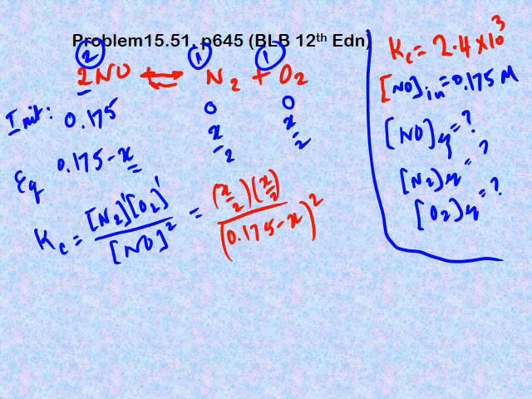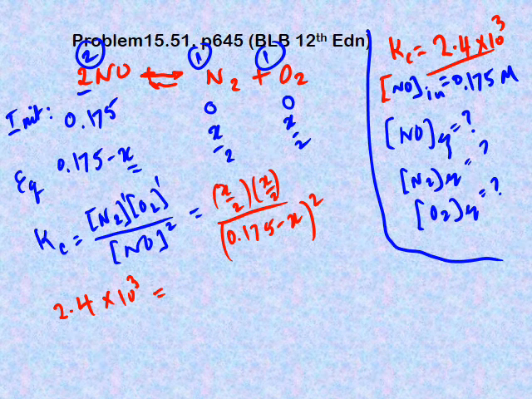Let's double check all these numbers. So hopefully we haven't made any mistake here. Now that equals Kc, and the Kc value is already given. We know this, 2.4 times 10 to the power 3. So Kc is 2.4 times 10 cubed. And that equals, now I can see that x over 2 times x over 2 is x squared by 4.